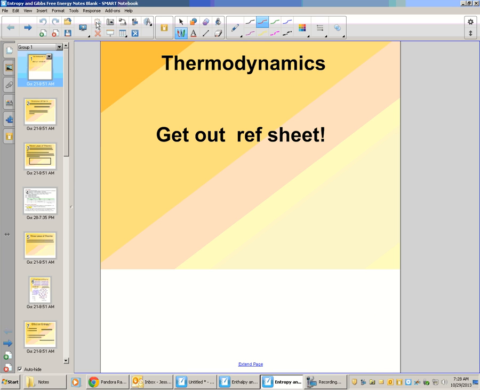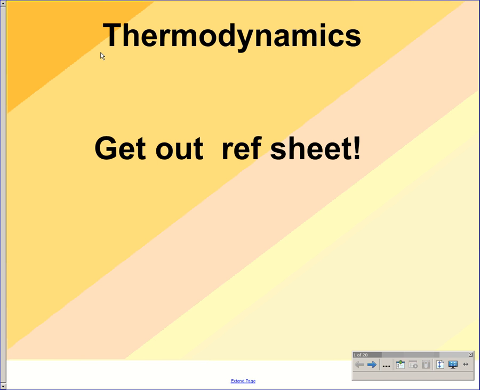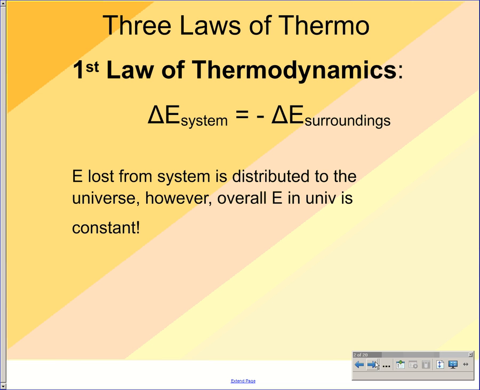Entropy. And you have your thermodynamic reference sheet out, right? It's got some equations on it that are going to be useful for us. You will not even need your books right now. Do you remember this law? Okay, we with this?